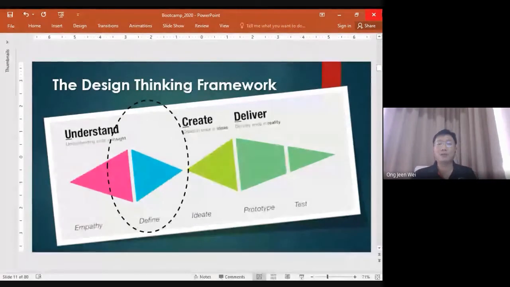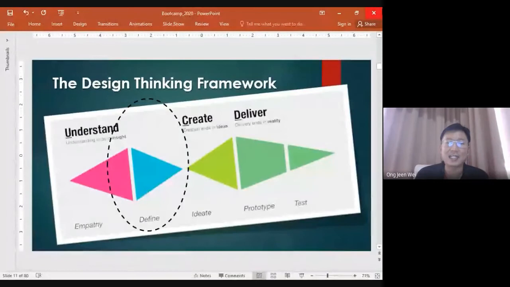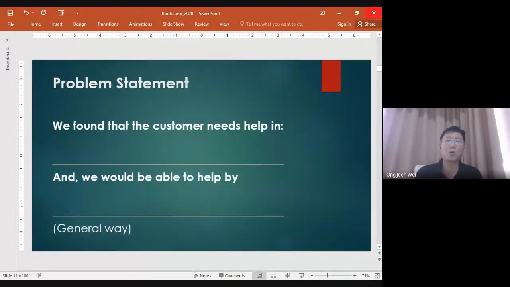So now what we need to do is define exactly what the problems are that we try to solve. Over here, most of the time we will encourage users of the templates or design thinking to emphasize a problem statement. So you need to be very clearly spelling out that we found our customer needs help in what, and we will be able to help them in a very general way.